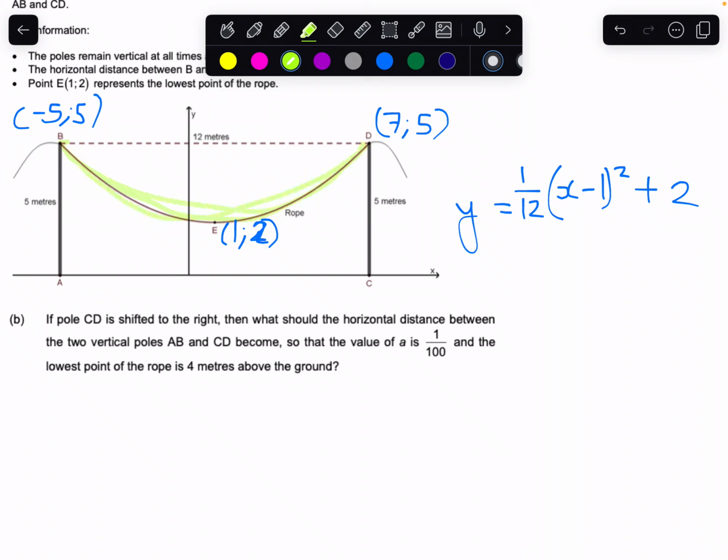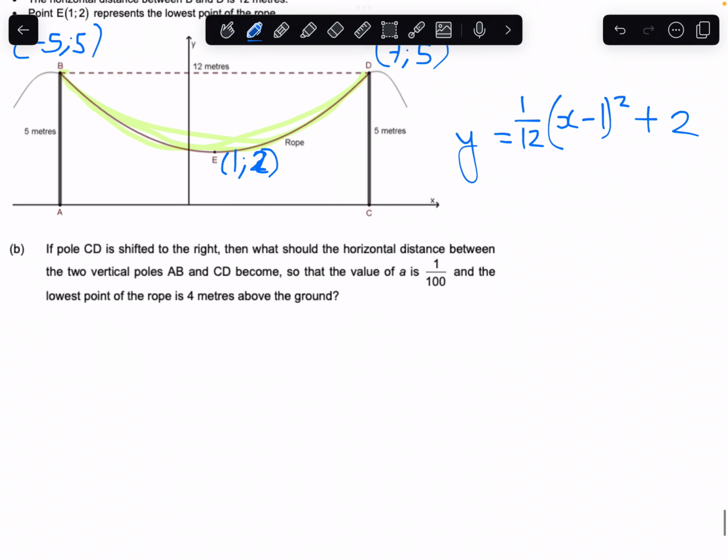Okay, so now the next question says, if pole CD is shifted to the right, then what should the horizontal distance between the two vertical poles AB and CD become, so that the value of A is 1 over 100 and the lowest point of the rope is 4 meters above the ground? Okay, so right off the bat, I don't really know what to do.